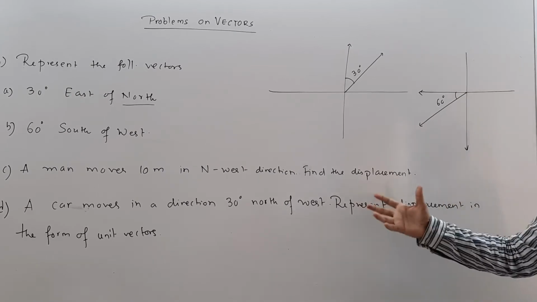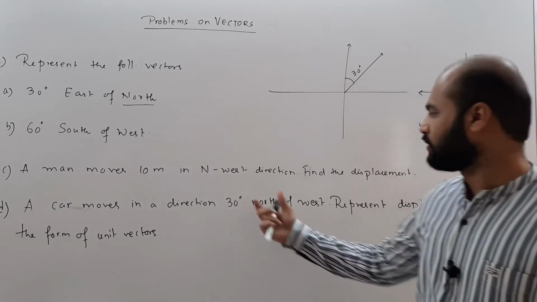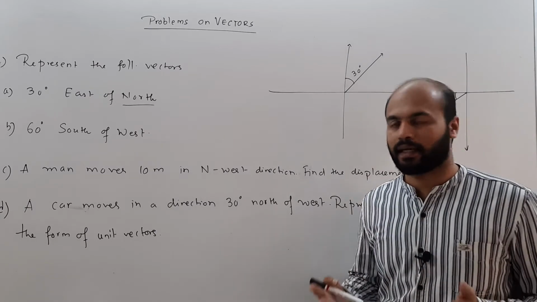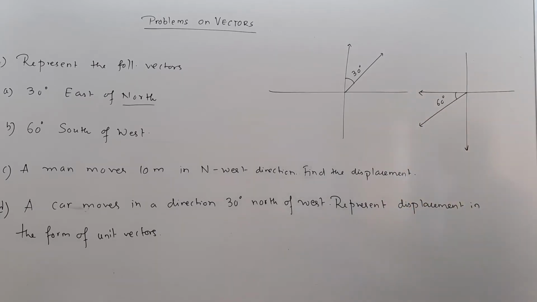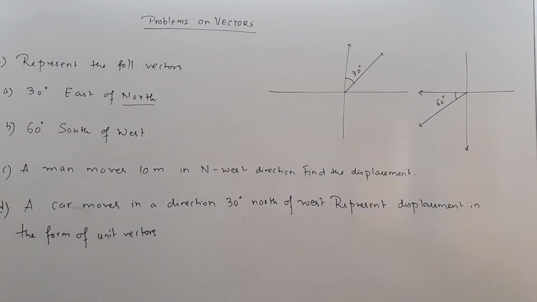Now let us have some problems over here, C and D, and try to solve them. In these problems it's given to us that a man moves 10 meters in northwest direction. So now angle is not specified, but just told to us that it is northwest direction. Find the displacement. So let us first draw the vector diagram and understand how the man is moving.